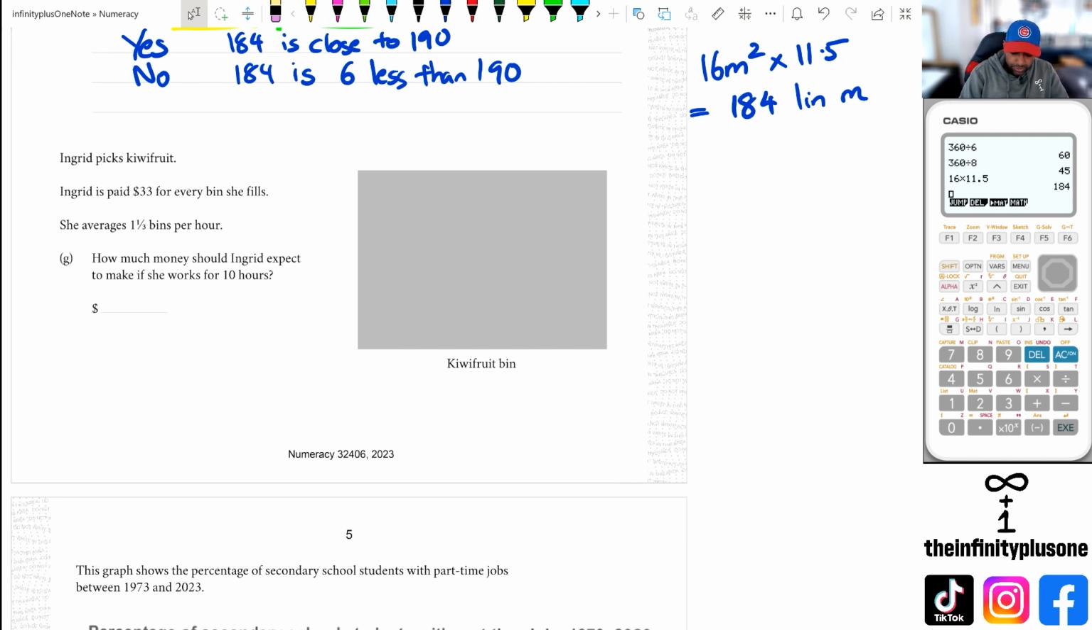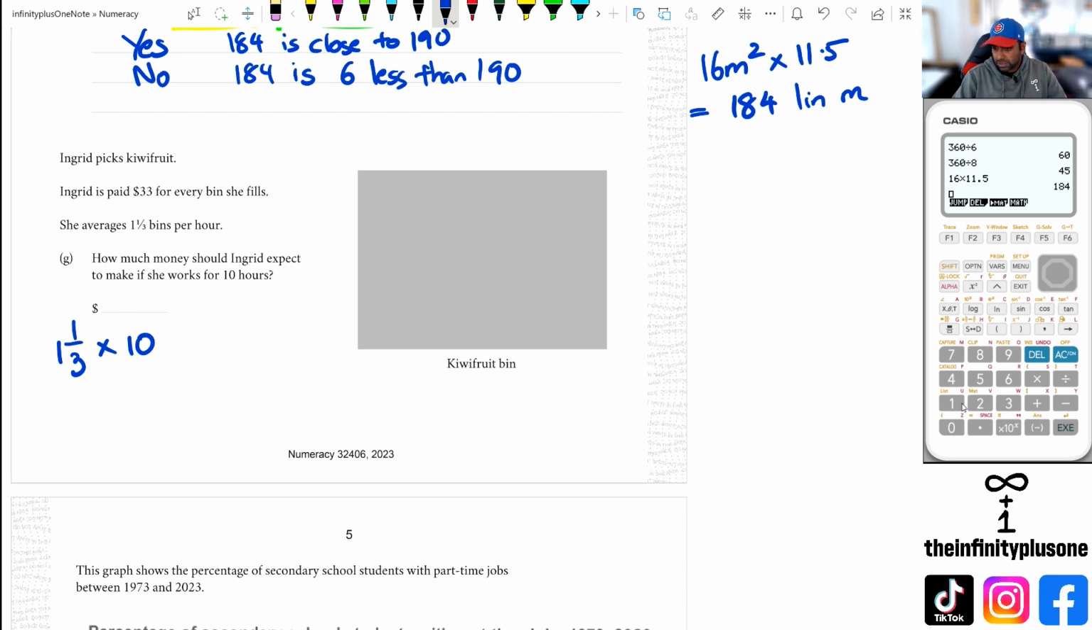To do that, we're going to take 1/3, because she fills up 1/3 bins per hour, and multiply it by 10. That's going to give us the number of bins she's going to fill up. But she's also getting paid $33 for every bin. So once we get the number, I'm going to do this in 2 steps, right? So let's do this part first.